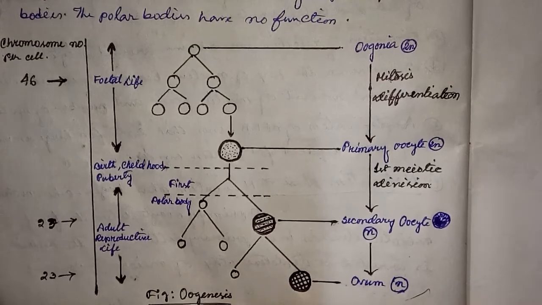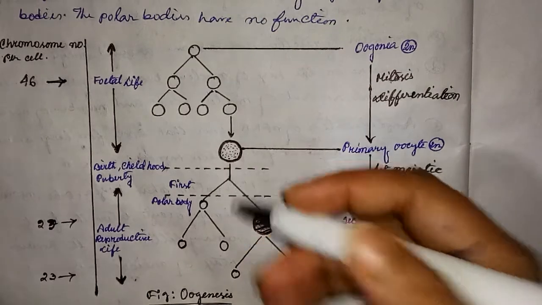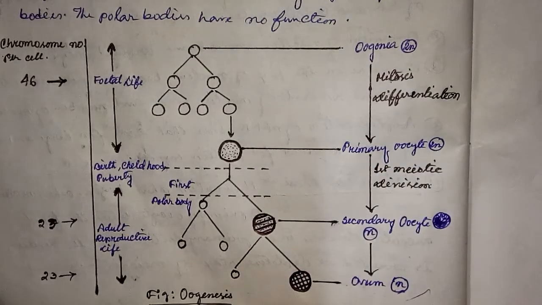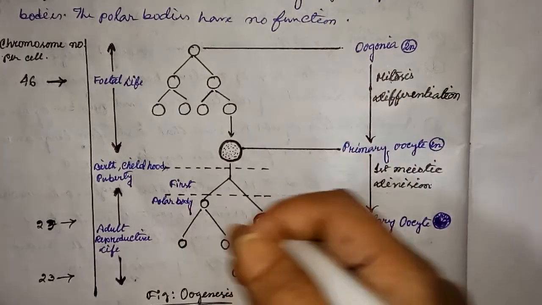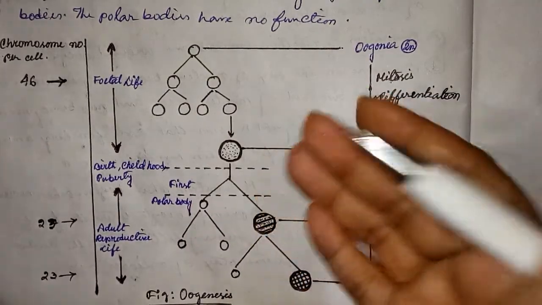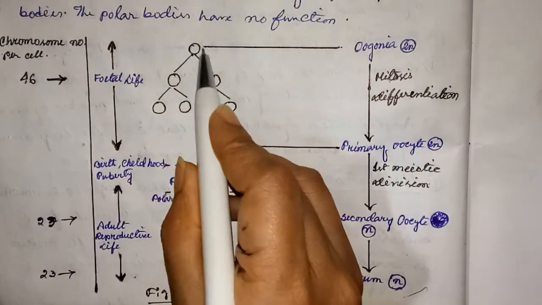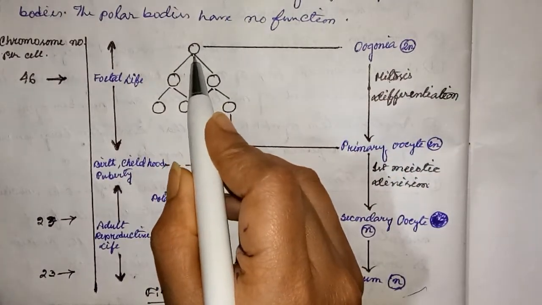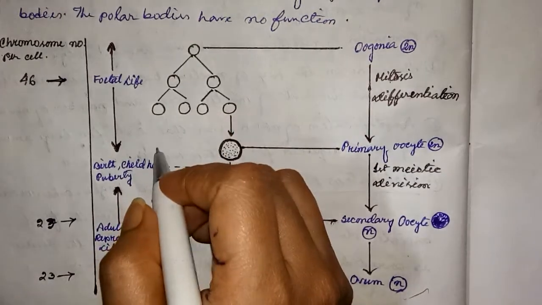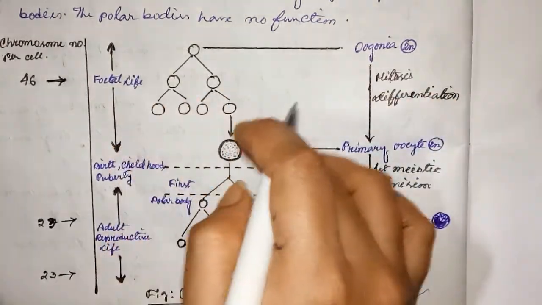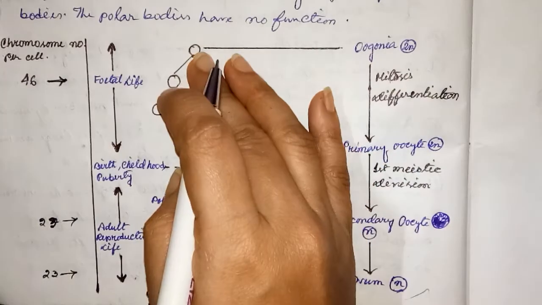Students, in this video I am going to discuss the structure of oogenesis, structure of Graafian follicle, ovulation and structure of ovum. So now first let me show you the structure of oogenesis. This diagram represents the structure of oogenesis. Here it is the oogonia or ovum mother cell. Mitosis differentiation occurs and 4 daughter cells are formed from the oogonia.